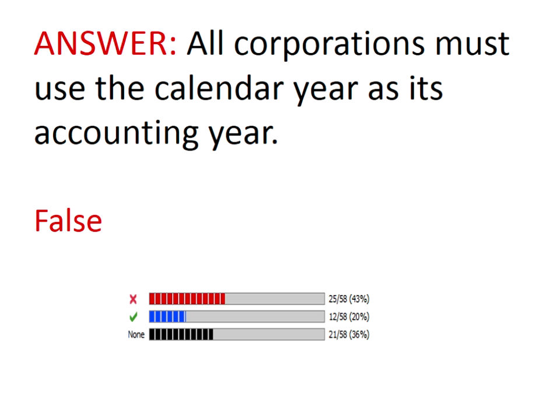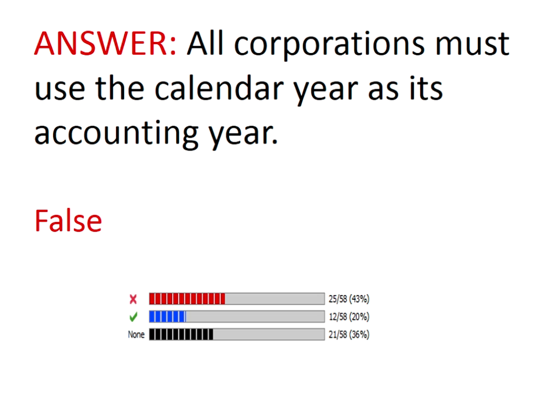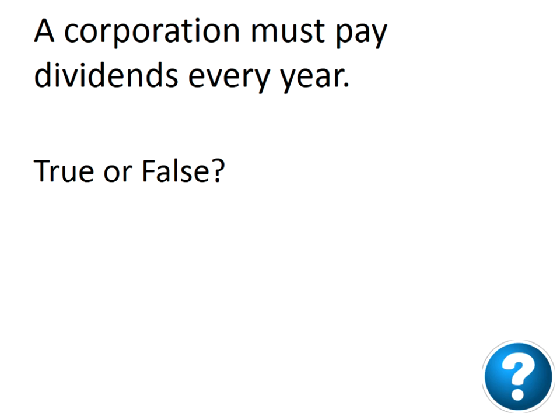So you can pick what you do, but then you stick with it. Once Kent State made that choice many, many decades ago to go with July 1st to June 30th, they stick with it. They don't change. So a calendar year is January through December. Corporations pick their fiscal year, which can be anything, but then they have to be consistent and stick with it. Okay, we have one more.